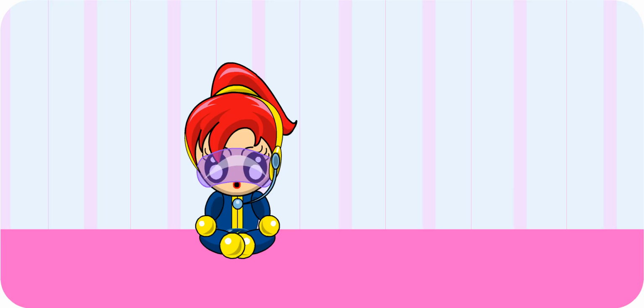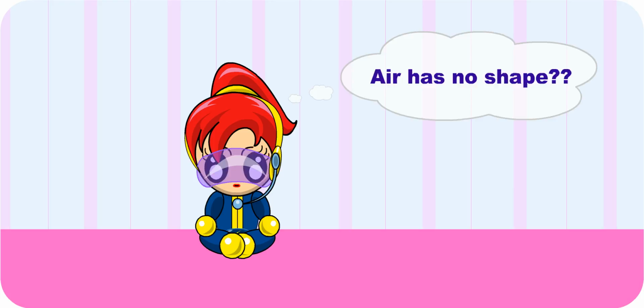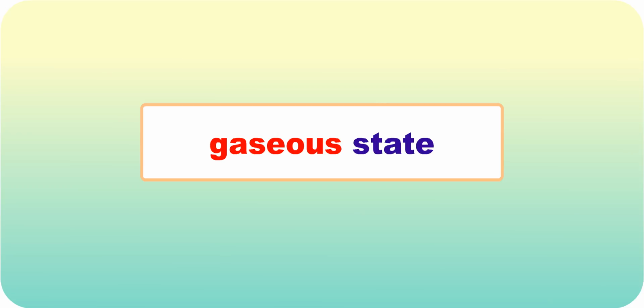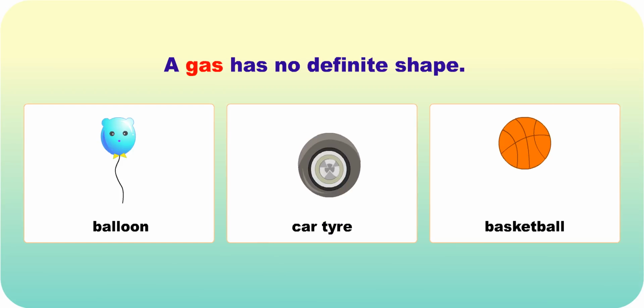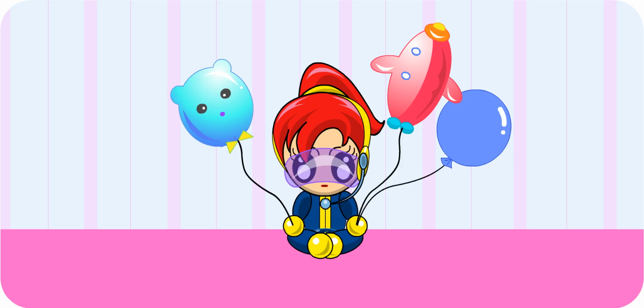Since I cannot see air, does this mean that air has no shape? Well, not exactly. Let me explain this to you. Gas behaves like liquid. It takes on the space of anything that holds it. This special property of gas allows you to play with balloons of different shapes. Now I know why I can have balloons and inflatable toys of so many different shapes.